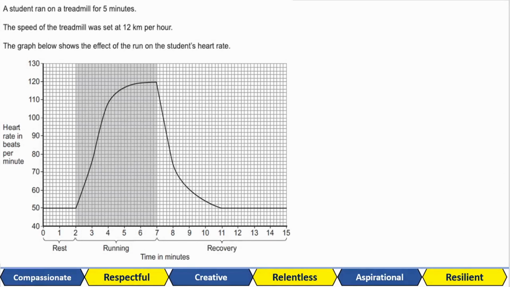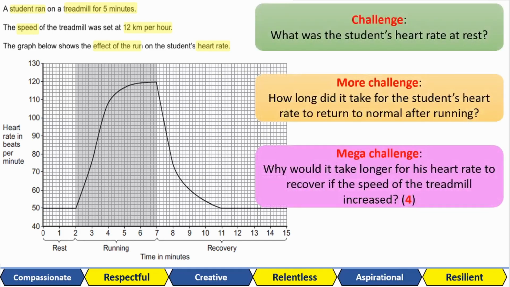The last concept to look at is oxygen debt, which is only in the higher paper. A student ran on a treadmill for 5 minutes. The speed of the treadmill was set at 12 kilometers per hour. The graph below shows the effect of running on the student's heart rate. Now have a go at these challenge questions.